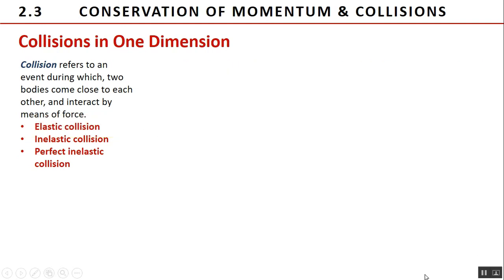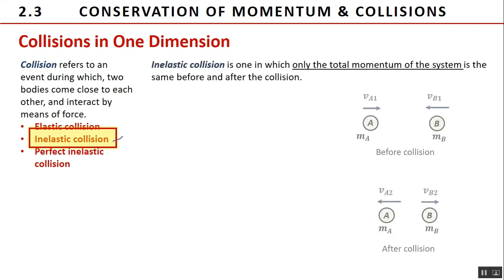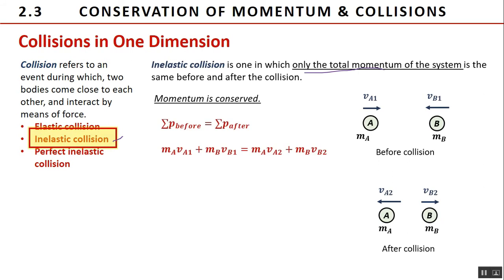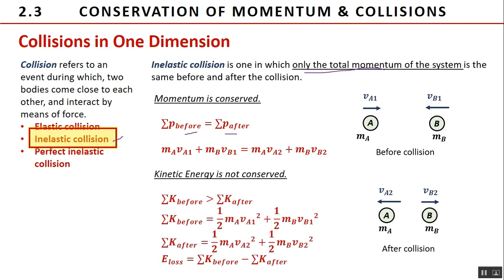Now, let us proceed to another type of collision: the inelastic collision. Inelastic collision is one in which only the total momentum of the system is the same before and after the collision. Hence, kinetic energy is not conserved, that is, the total kinetic energy of the system before collision is greater than after collision. Some of the kinetic energy before collision has been lost, and converted into some form of energy, such as deformation of colliding bodies, sound and heat. This loss of kinetic energy is denoted by E sub loss, and that is equal to the difference between the total kinetic energy of the system before and after collision.